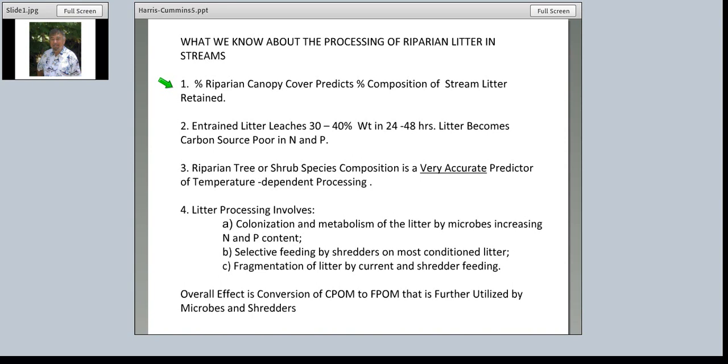And all these processes together with fragmentation have the overall effect of converting leaf litter or plant litter from the riparian zone, or coarse particulate organic matter, like the litter, to fine particulate organic matter, or small particles. And those small particles, which are generated by this process, are further utilized by microbes. The FPOM is further used by microbes and shredders and collectors. This, by the way, should be collectors. We'll get back to that in a second.